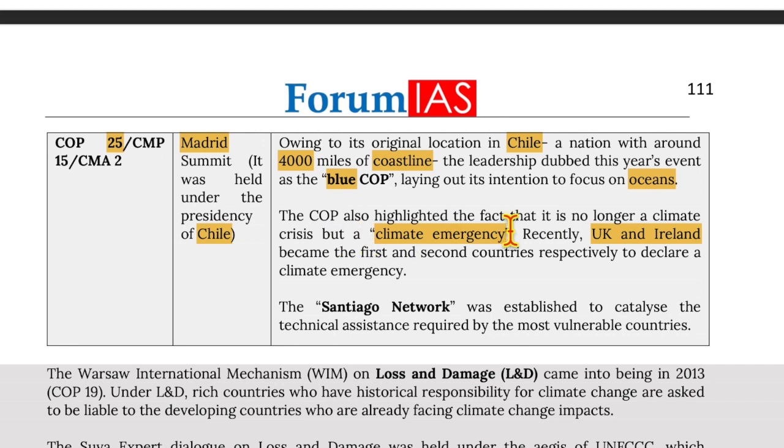COP25 also highlights the fact that there is no longer a climate crisis but a climate emergency. Recently, UK and Ireland became the first and second countries respectively to declare a climate emergency. Now, the Santiago Network was established to categorize the technical assistance required by the most vulnerable countries.